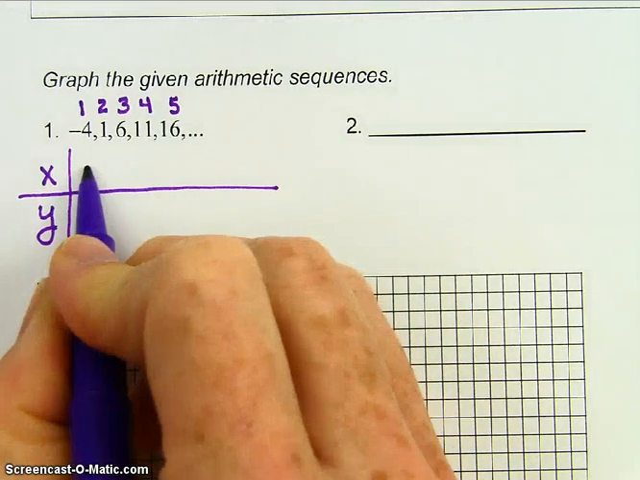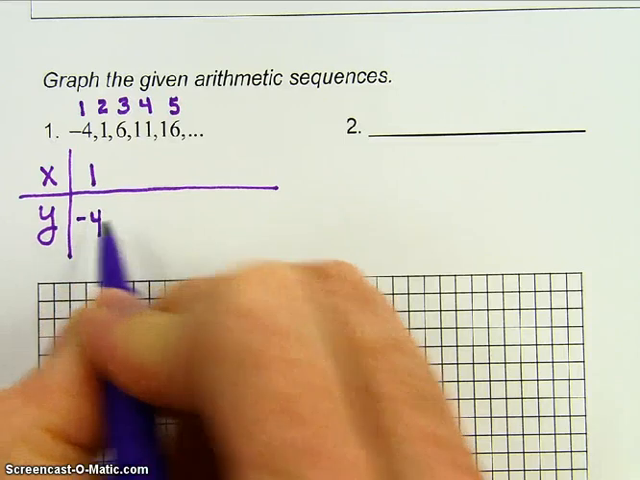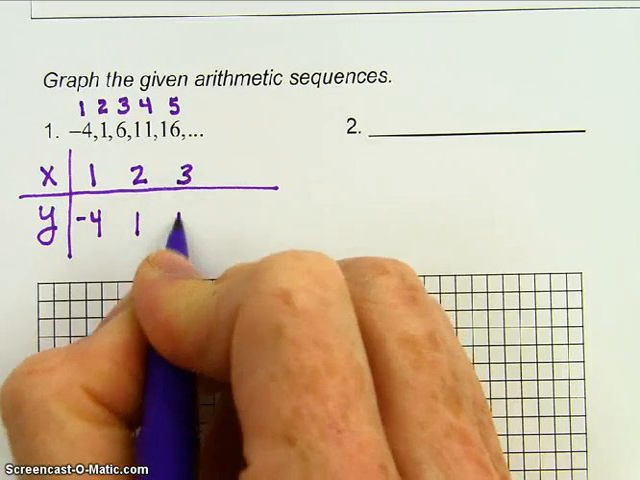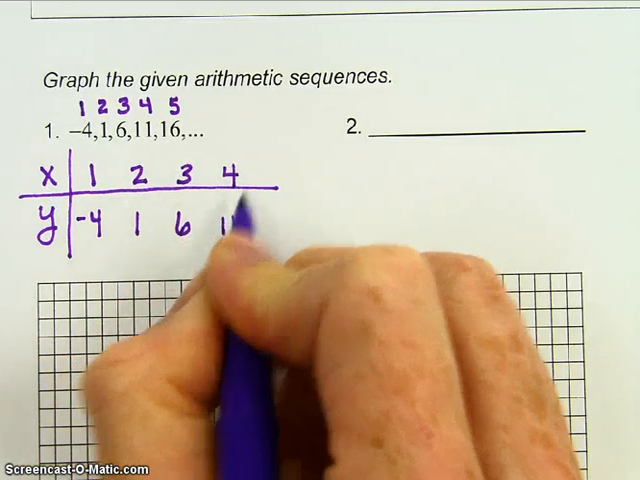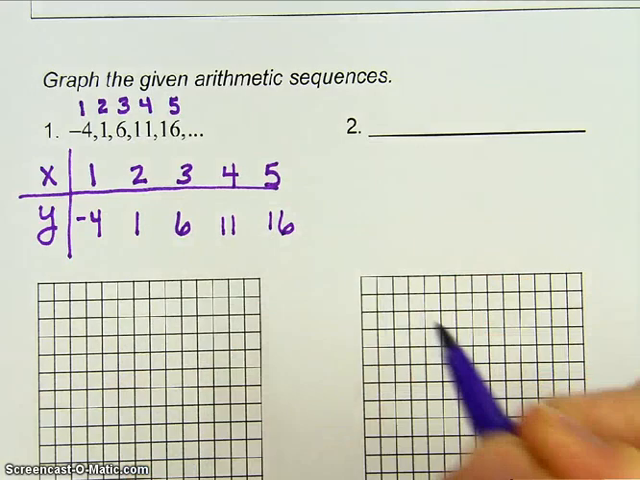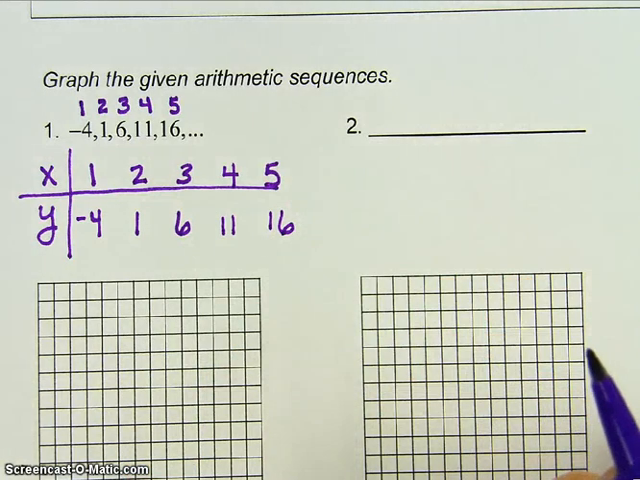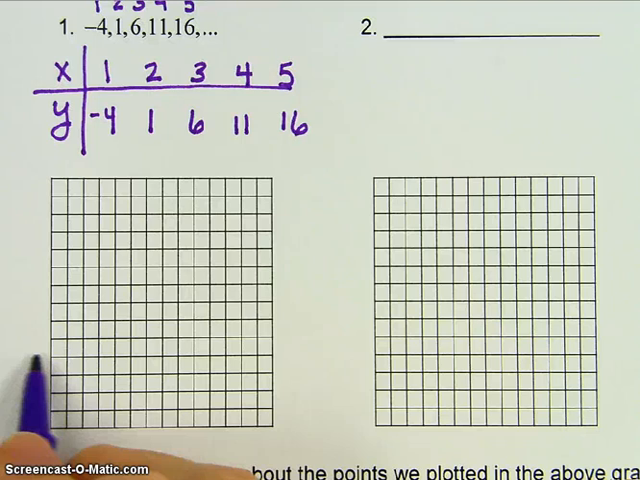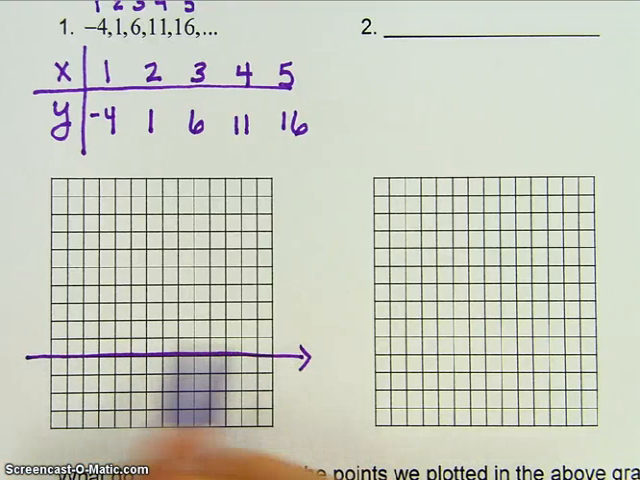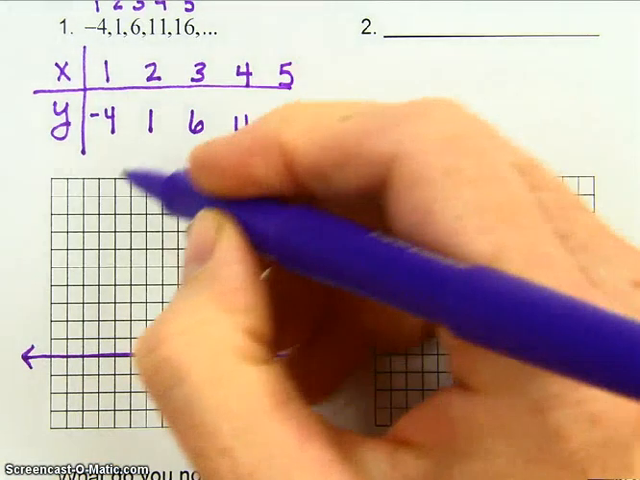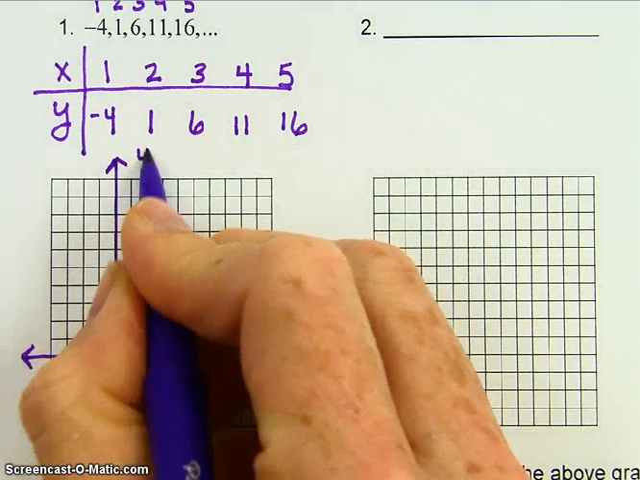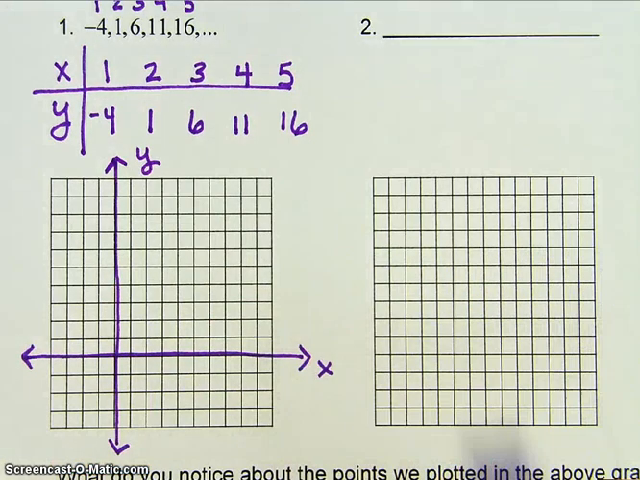and you say in the first position is the negative 4. Second position will be 1, and so on. So you just simply tell what place they are in. Well, now that we have a table, what we're going to do is simply graph it on our coordinate plane. So let's put our x-axis here, and let's draw a y-axis here, and now simply plot the points.